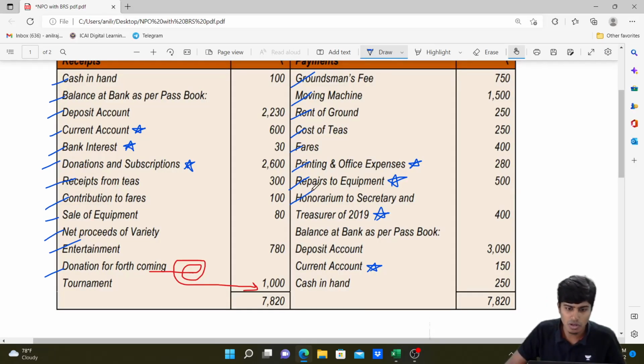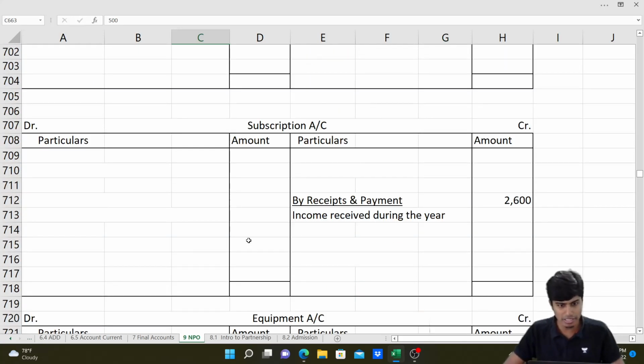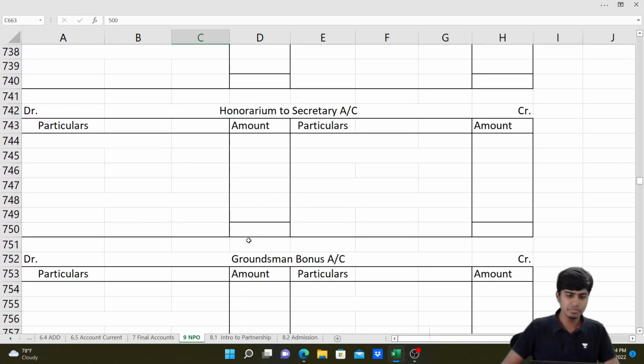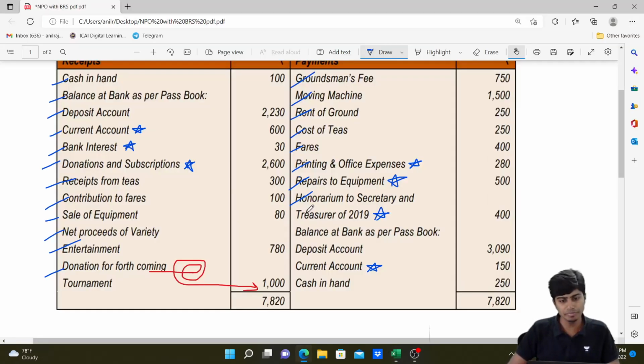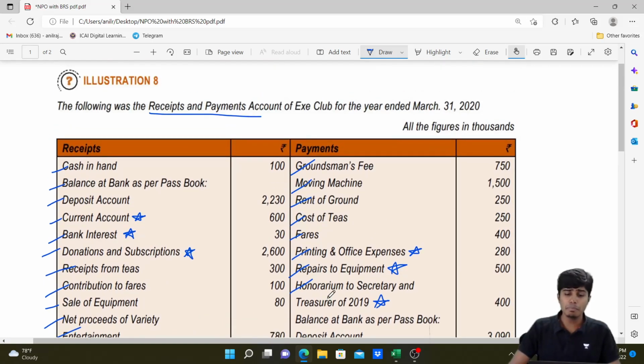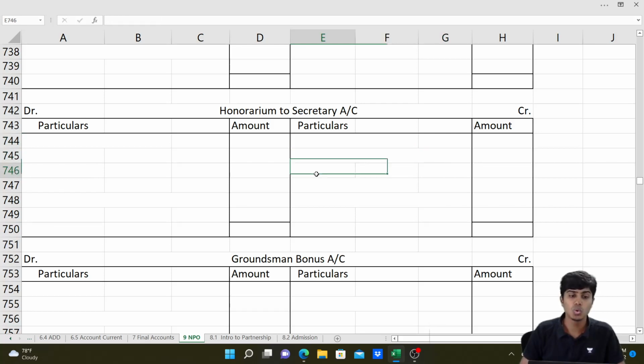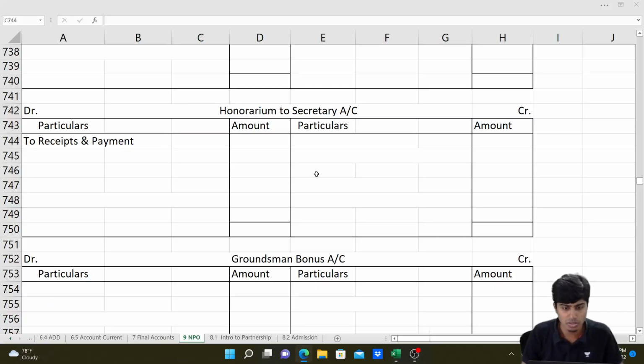Then we have honorarium to secretary and treasurer 400. This has adjustment. So we're going to open a ledger. Let's open honorarium to secretary ledger. It's going to be a separate ledger that we're opening. And in our receipts and payment account, we have written by honorarium to secretary. So in our honorarium to secretary account, I should write two. What should I write? Two income and expenditure. Sorry, two receipts and payment. Am I right? Two receipts and payment. How much is the amount? 400.